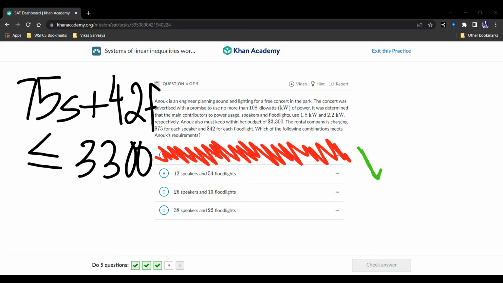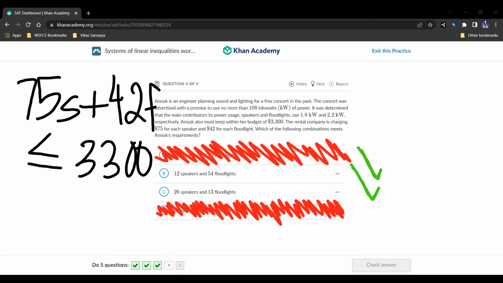The next one is going to be 26 speakers and 13 floodlights, and we add that up, and we get 2,496. So that also works. And then the last one is 38 speakers and 22 floodlights, which together is going to be $3,774. So that is also not going to work because it exceeds the budget. So this goes away.